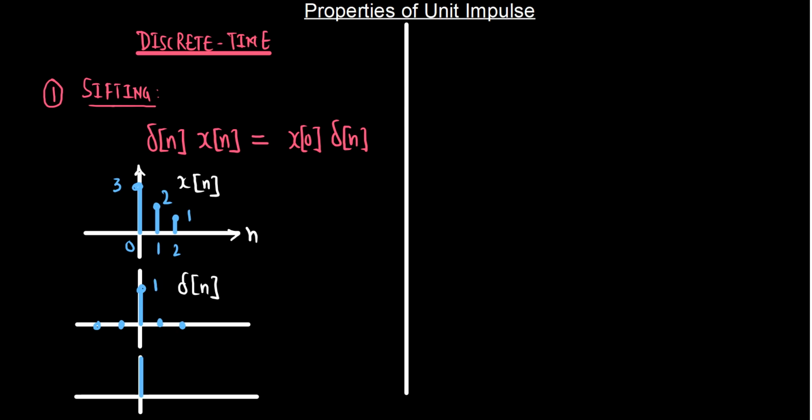So this signal is x of n being multiplied by del of n. So amplitude here is 3, and we can easily see that this is x of 0 times del of n. So that is simply thrice of del of n.